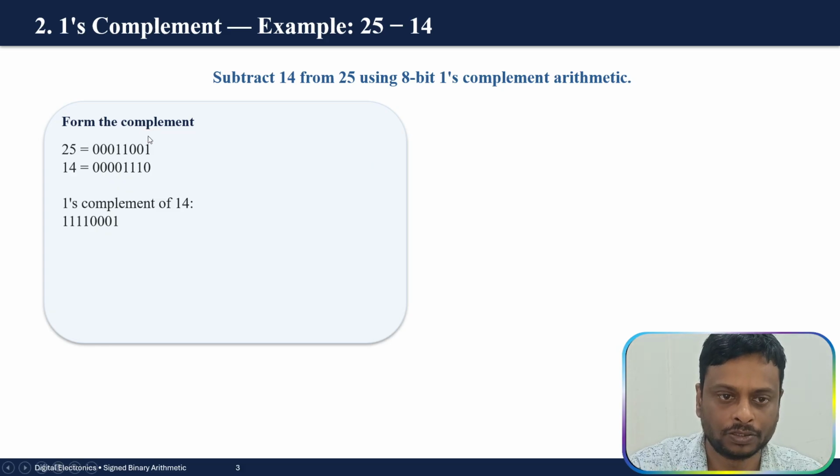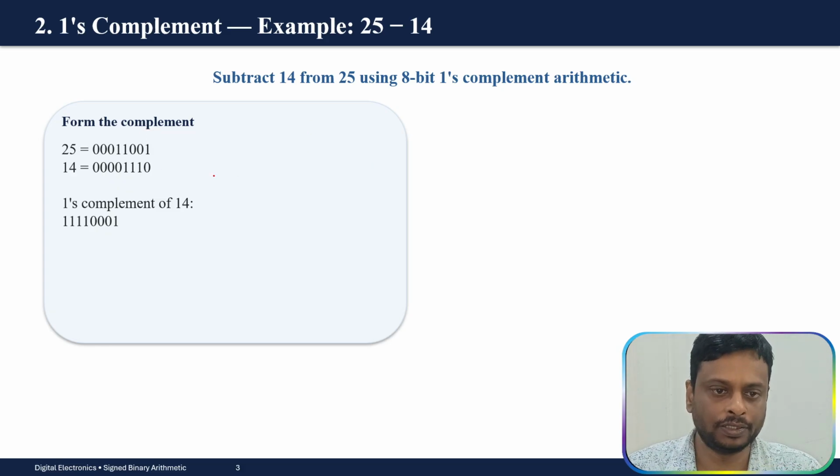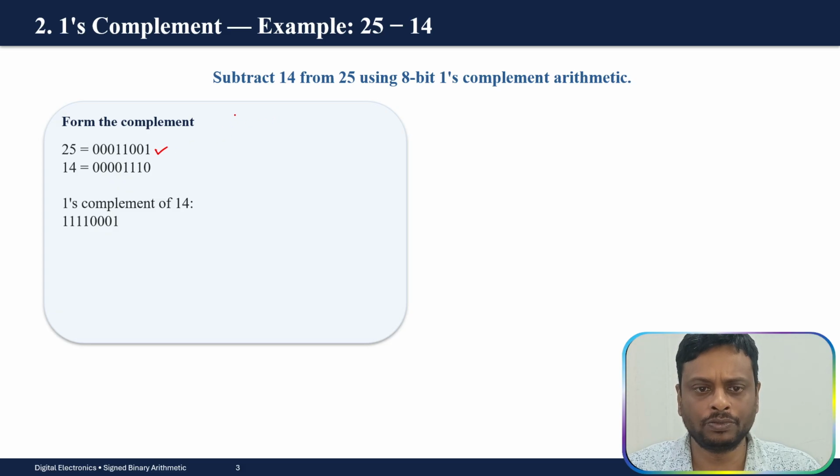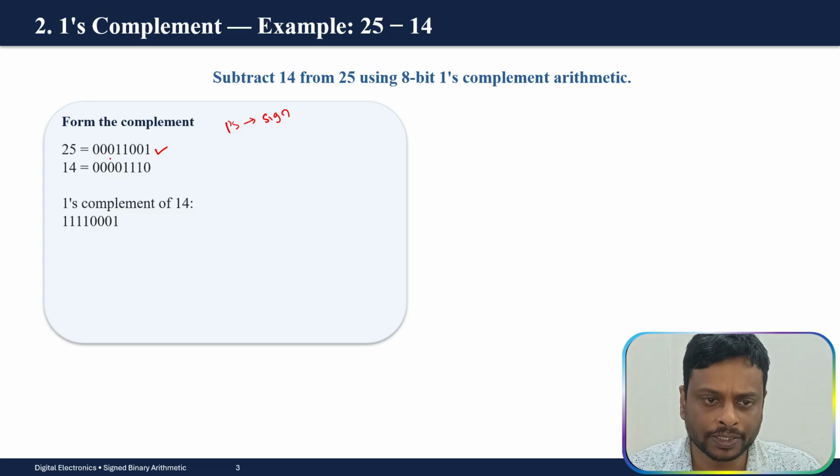For a positive number, the 1's complement form, as well as the 2's complement form, is the same as the sign magnitude form. This 11001 is the magnitude of the number, and for a positive number the MSB bit is 0. So this is the 1's complement form of plus 25.